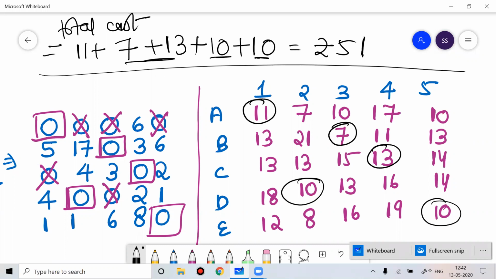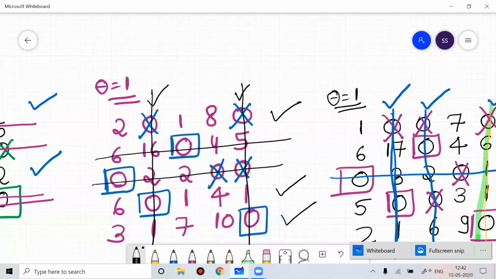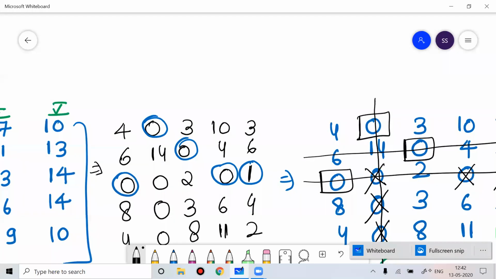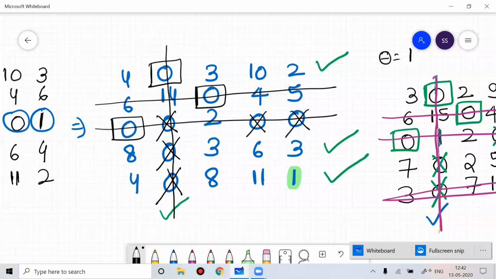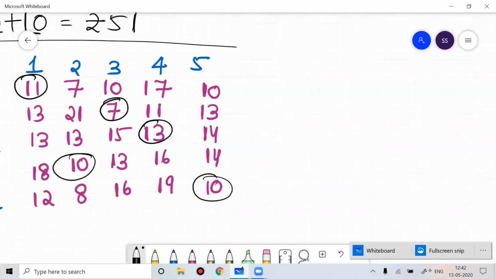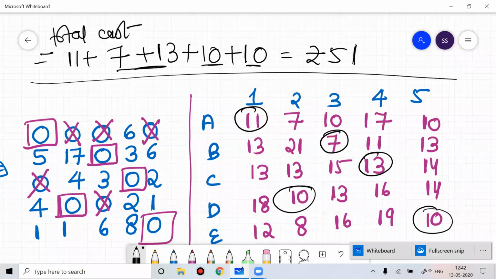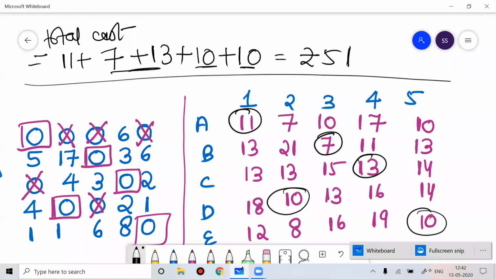Clear? Anyone have doubt? So this is the way you need to do it. In case of any confusion, you can watch the same video, which will be uploaded in your group very soon. So please watch that video so that your confusion will be cleared. This was a very good question. You can see how many times we had to follow the table. It took us a lot of time to solve this problem. So ultimately your total cost is turning out to be 51. Clear? Anyone have any doubt before I wind up the class? Anyone want to ask anything?